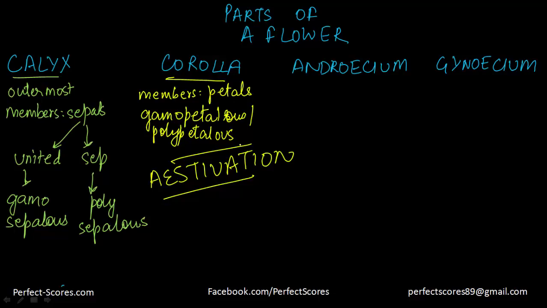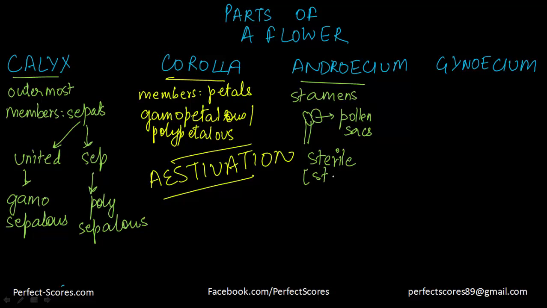And coming to the androecium, androecium is composed of stamens. Each stamen has a stalk or a filament and an anther. Usually the anther is bilobed and each lobe has two chambers. So this is the stalk or the filament and this is the anther which has two lobes. Each lobe is known as the pollen sac, and the pollen grains are produced in the pollen sacs. Sometimes you have a sterile stamen also that does not produce any pollen. That is known as a staminode.